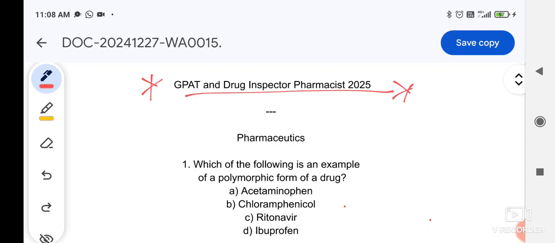So we will start with today's video. First, our subject is pharmaceutics. The question is: which of the following is an example of a polymorphic form of a drug? Option A, acetaminophen. Option B, chloramphenicol. Option C, ritonavir. Option D, ibuprofen. If you know the correct answer, you can comment your answer.